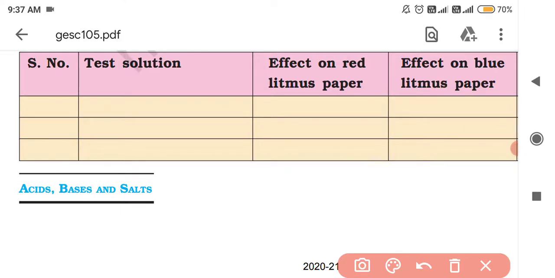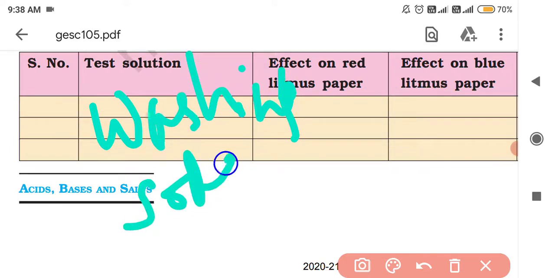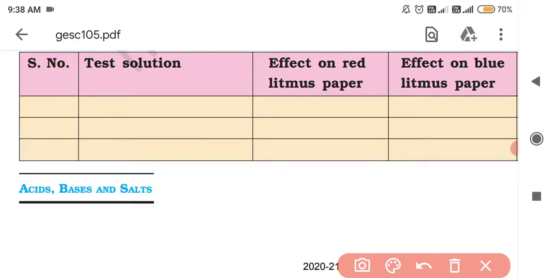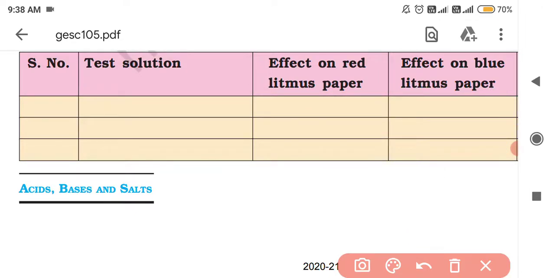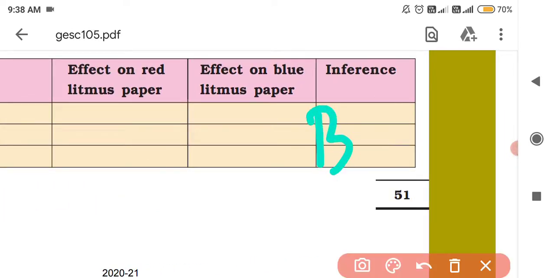Next, number 11. Number 11 is what? Washing soda solution. Baking soda, washing soda, these are all basic in nature. Washing soda solution is also basic in nature. It will change the color of red litmus paper to blue, and there will be no effect in blue litmus paper. Under inference you can write, it is basic. Clear?